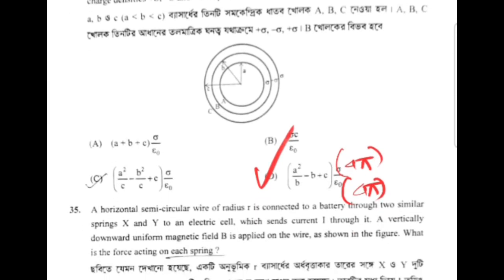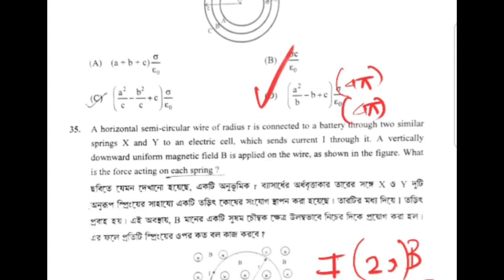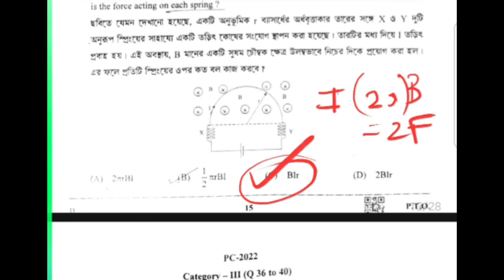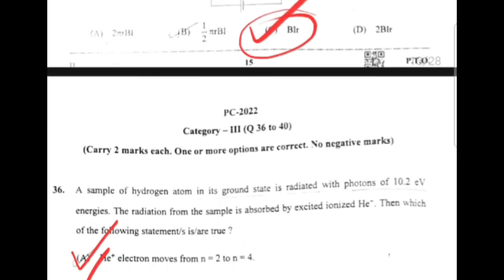35. A semicircular wire of radius R is connected. This is the easiest question, so you apply I into 2R into B equal to 2F. So you get the force as BLR, nothing else, BLR. 2R is the length, BLR. The net force is 2F.